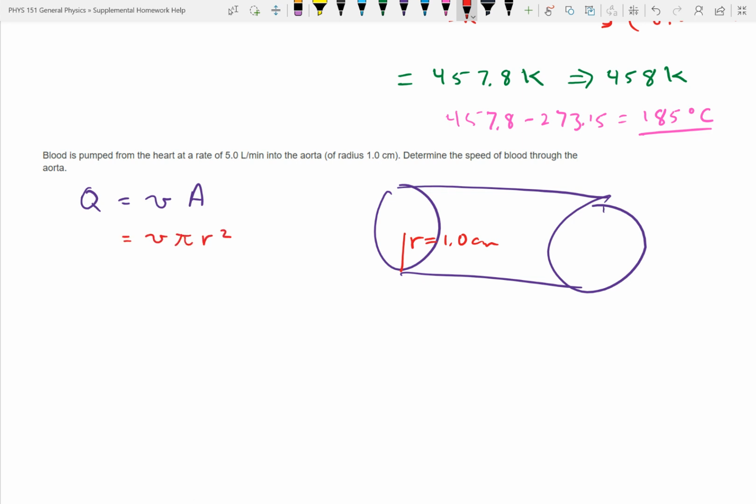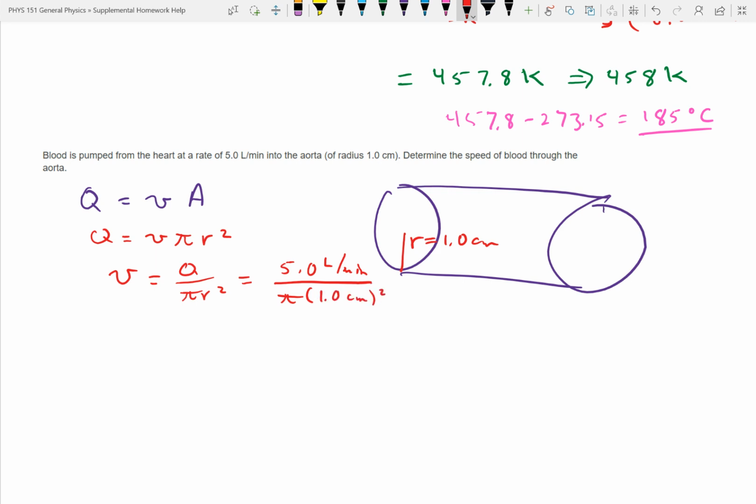Yes. So we have Q is equal to V pi r squared. This is not very hard. What is V? Solving this equation, V is Q over pi r squared. 5.0 liters per minute over pi times 1.0 centimeters quantity squared.